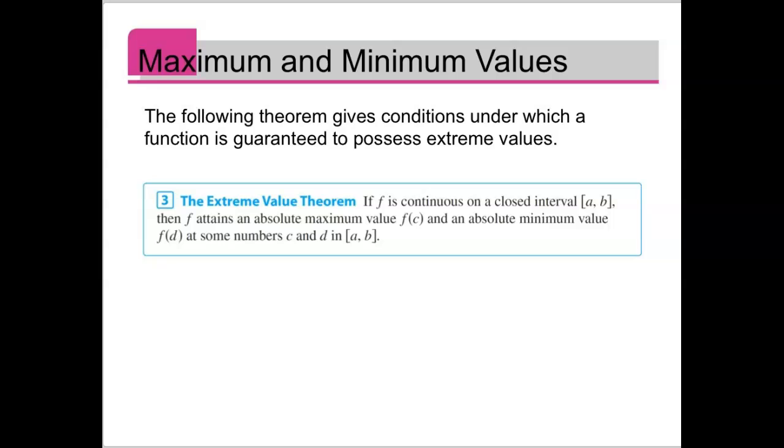The extreme value theorem. This one has a name, so it's important. And it says if f is continuous on a closed interval, a to b, then it has to attain an absolute maximum and an absolute minimum at some point on that interval.